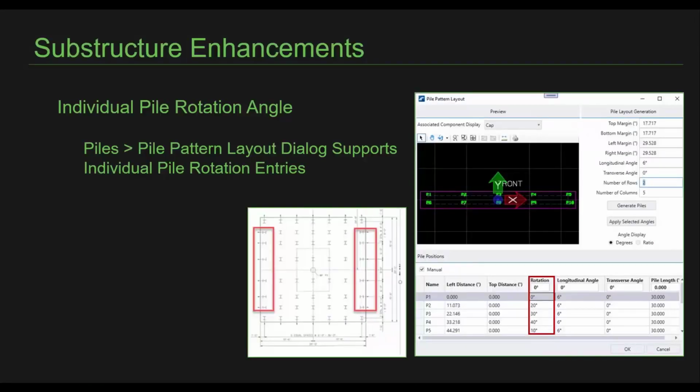An enhancement with piles is a new capability to input individual pile rotations. Previously in OpenBridge Modeler, it was not possible to model the complex cases where piles are at different angles. A single rotation angle could be assigned to all piles of a footing. Now it's possible to specify the rotation for piles individually in the manual table of the Pile Pattern Layout dialog. This can be done through the abutment or pier libraries or the substructure template of the support after placement.